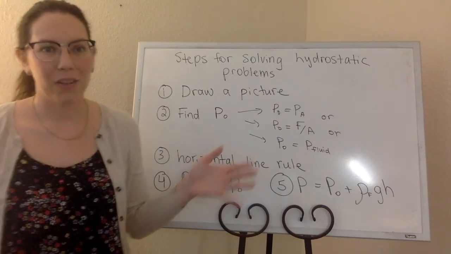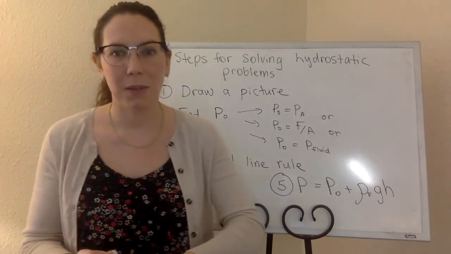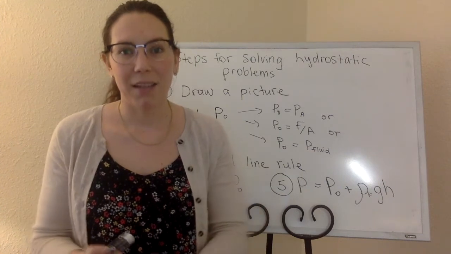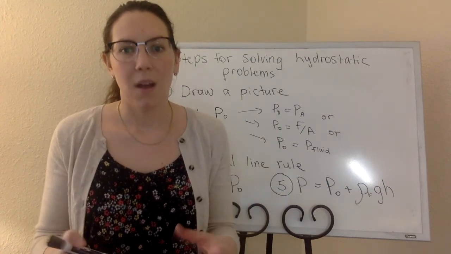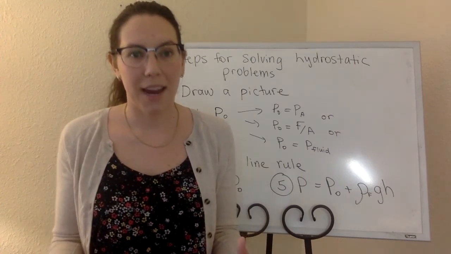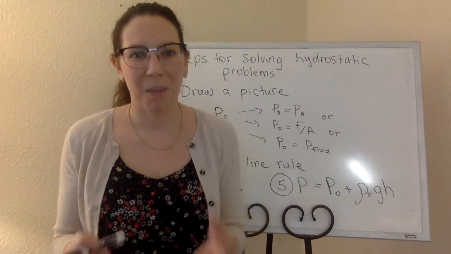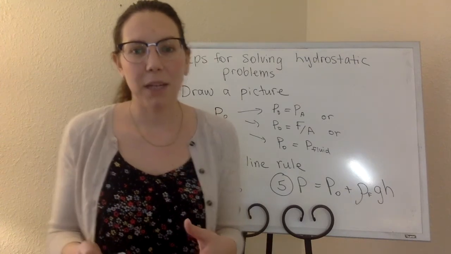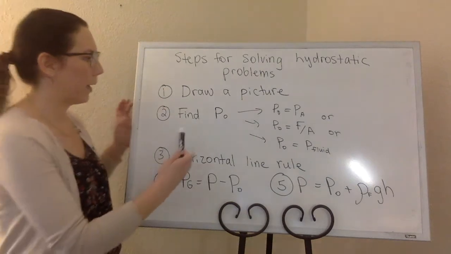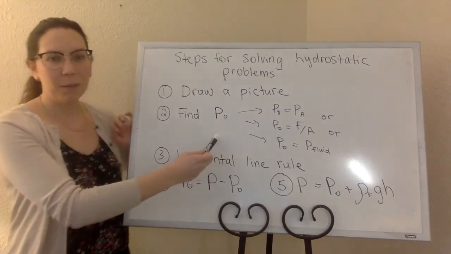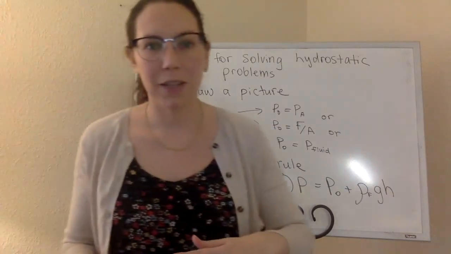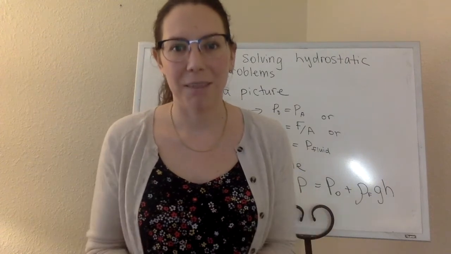So in your picture, you should show any boundaries between types of fluids, any surfaces, pistons, or surfaces that are open to the air. So we want to show that as well as the shape of the container. Then when you have that, the next thing that we can do is find P naught. Determine the pressure at the top of the region of fluid that we're interested in.